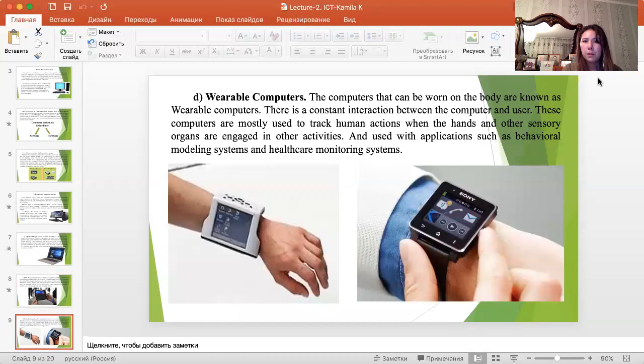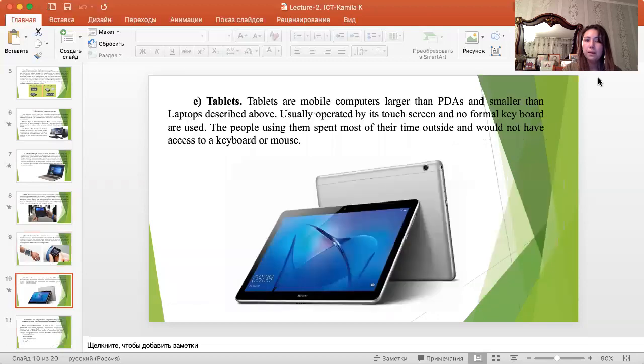Wearable computers. The computers that can be worn on the body are known as wearable computers. There is a constant interaction between the computer and user. These computers are mostly used to track human actions when the hands and other sensory organs are engaged in other activities, and used with applications such as behavioral modeling systems and healthcare monitoring systems. Tablets. Tablets are mobile computers larger than PDAs and smaller than laptops described above.